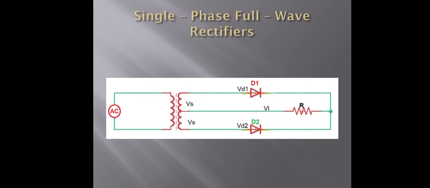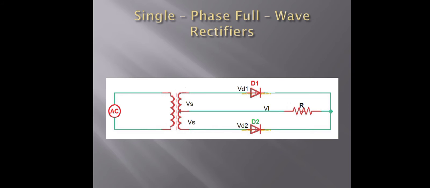Then the second rectifier is the full wave rectifier. The full wave rectifier uses two diodes, and the half wave rectifier uses a single diode. The input signal applied is AC, that is the sine wave, with the positive half and negative half. Then a transformer is used here, with VD1 and VD2, two diodes, and a resistor.